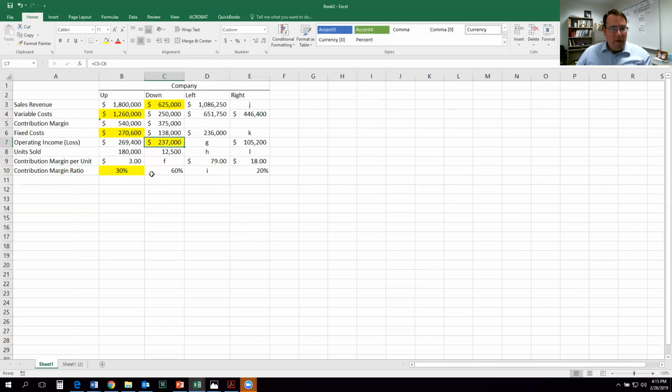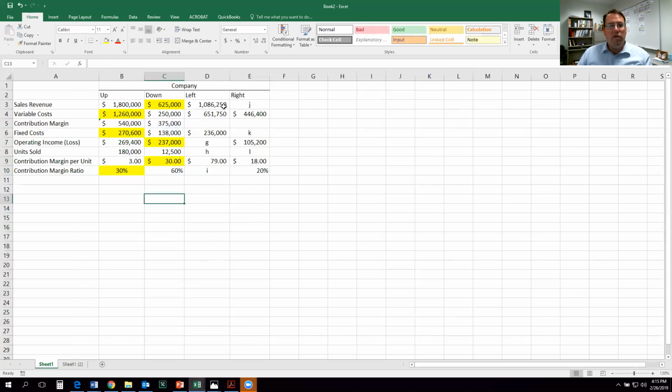And then I have my operating income. I'm sorry, I have my units sold, and I have my contribution margin. So to find contribution margin per unit, I just take contribution margin divided by units sold. So that's the down company.